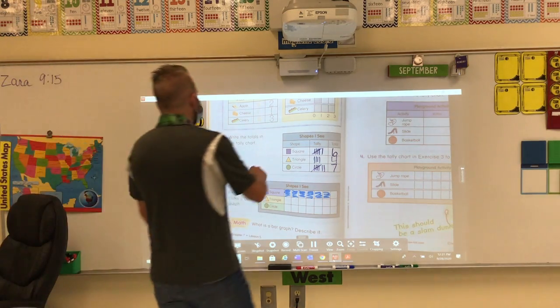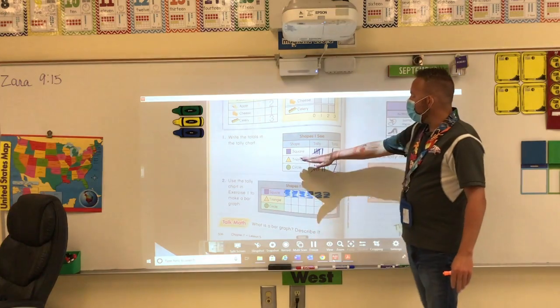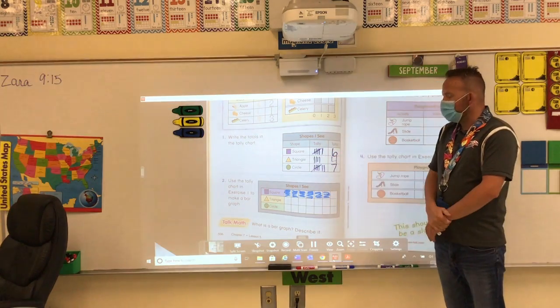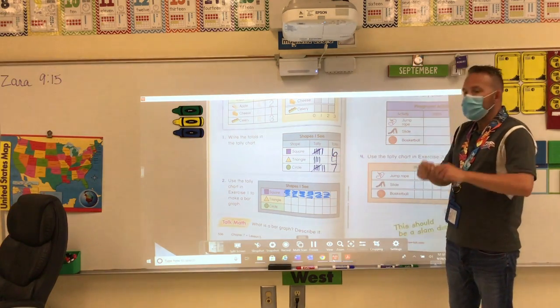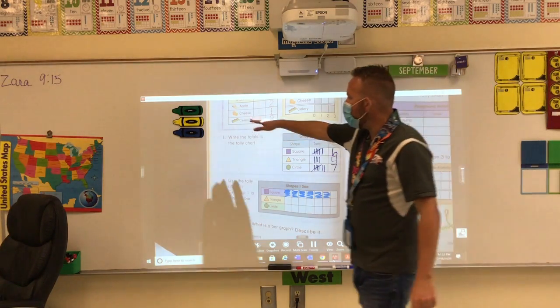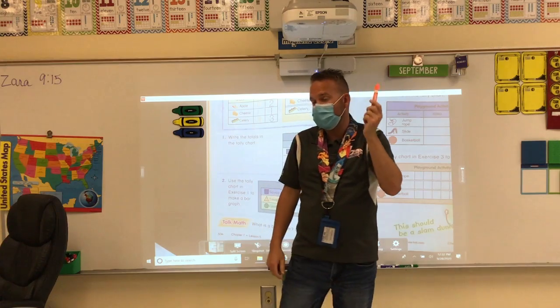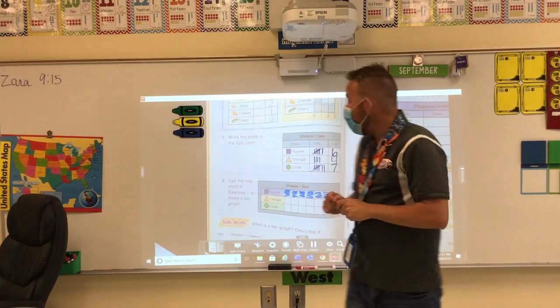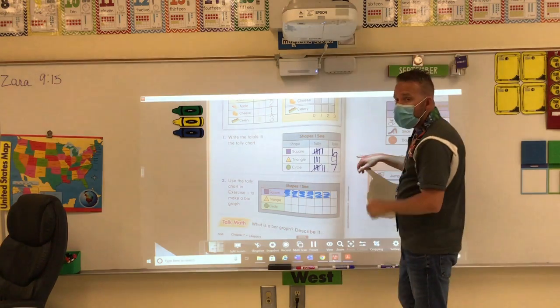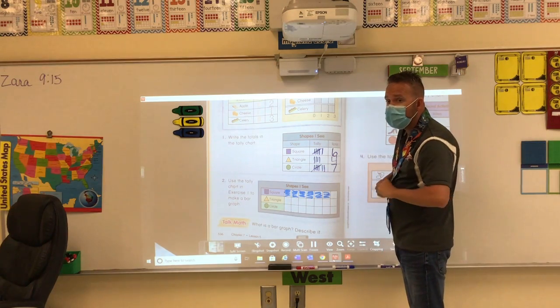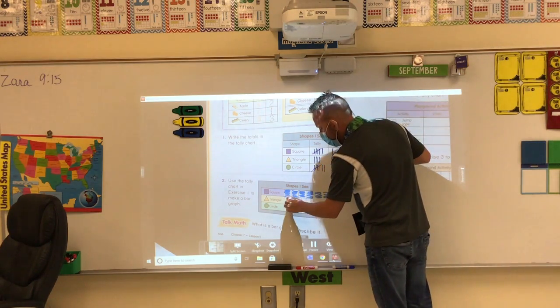Okay, here we go. Zara, how many liked triangles? 4. So you're going to get your yellow crayon out. I do not have a yellow marker, so I'm going to use an orange, okay? That's the closest thing I have, okay? And you're going to start on the left, and you're going to color how many bars on your bar graph? 4. So go ahead and do that.